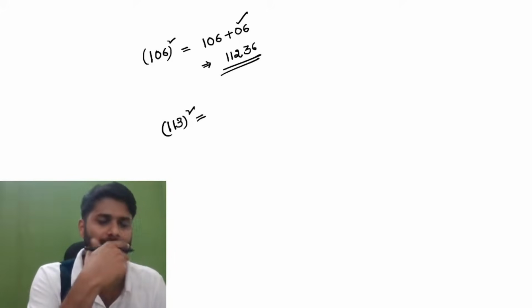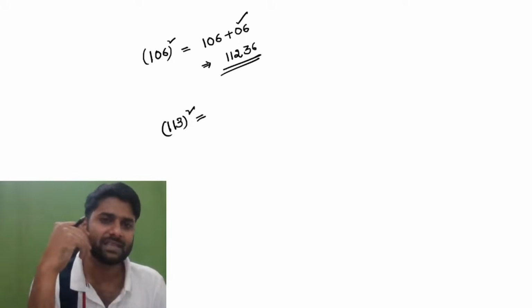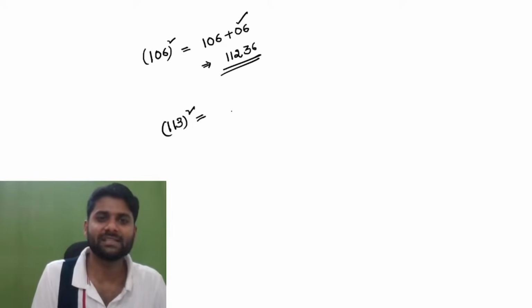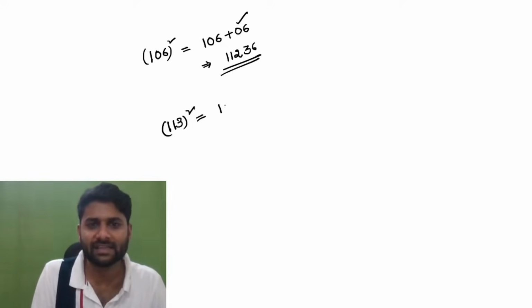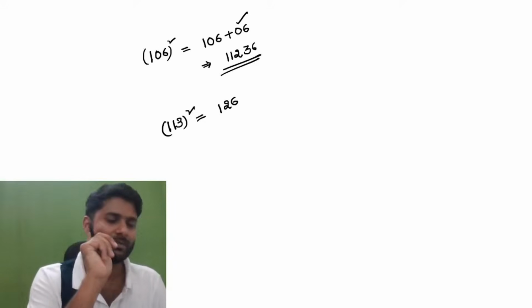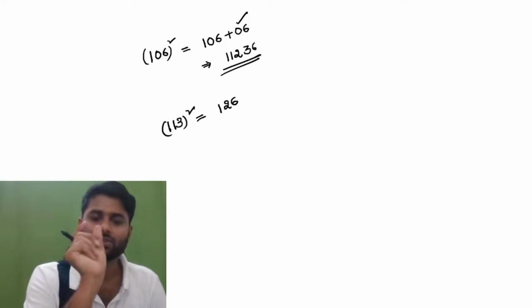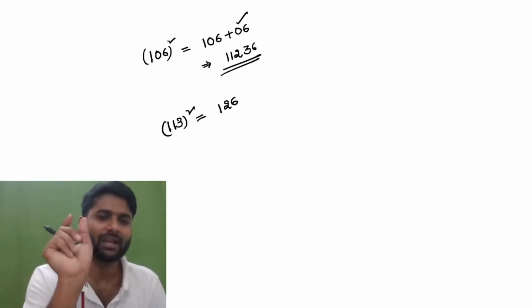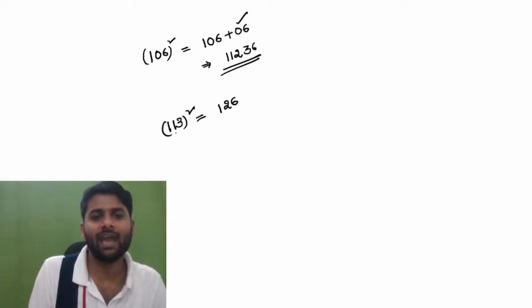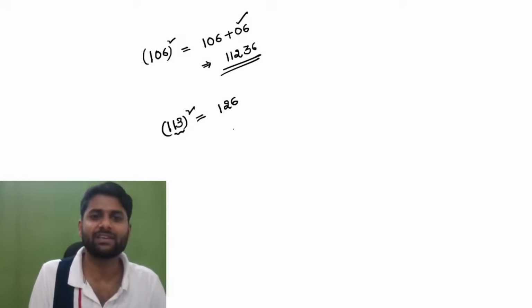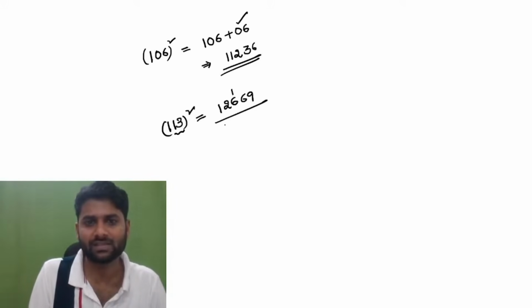Okay, let's go for 113 whole square. 113 is more than 100 by 13 units, so 113 plus 13 is 126. Now, we have to take 13 square. Why? Because we added 13 units, right? So 13 square is 169. So write down two digits here and one is carry over. So the answer 12769 is correct.